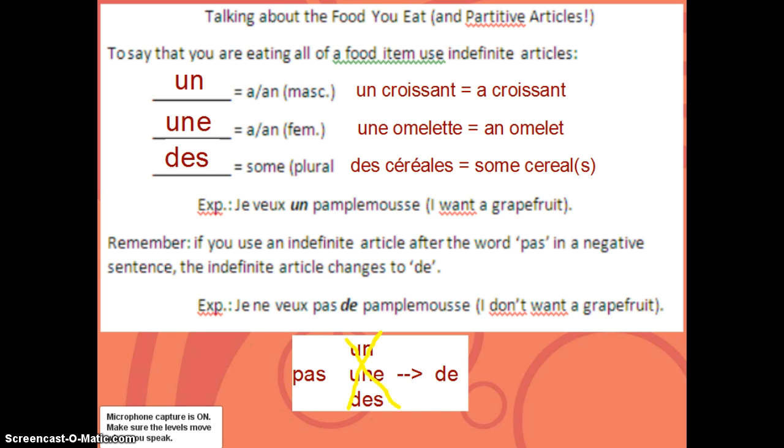I know it translates word for word to "I don't want a grapefruit," but again, those crazy French folks don't like a pas followed by an un, une, or des. Anytime they find themselves writing a sentence with pas un, pas une, pas deux, or des, it becomes de, every single time. So the way you would say "I don't want a grapefruit" is je ne veux pas de pamplemousse. It's a small exception, but I wanted you to be aware of it.